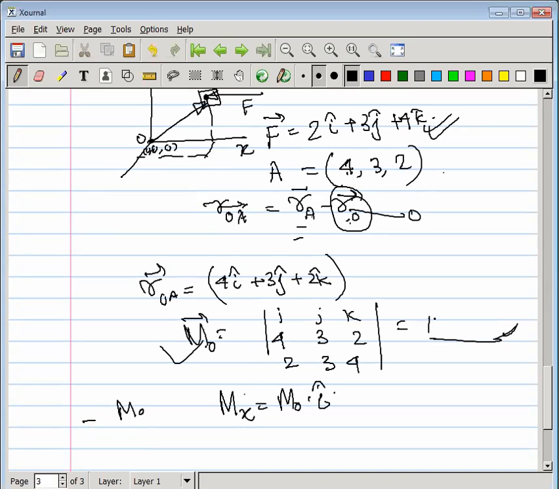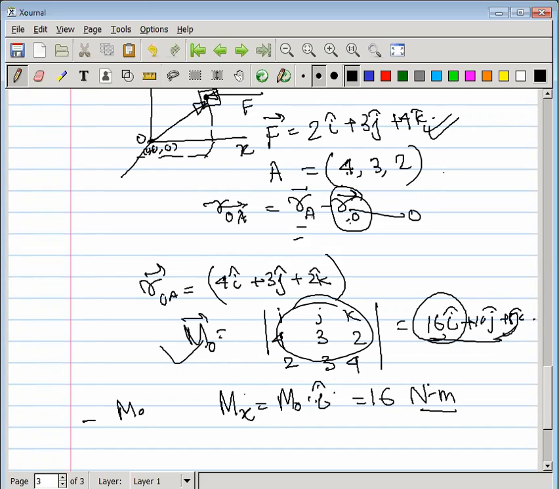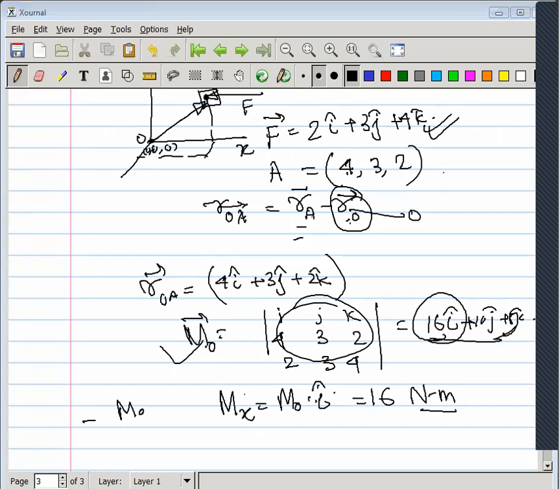Suppose you got here 16i plus 10j plus 8k, for example. I am just giving a simple example for the present case. So you got 16i and take the dot product with i, so the magnitude of the moment along x is 16 newton meter. In such a manner you have to find the moment with respect to any axis.